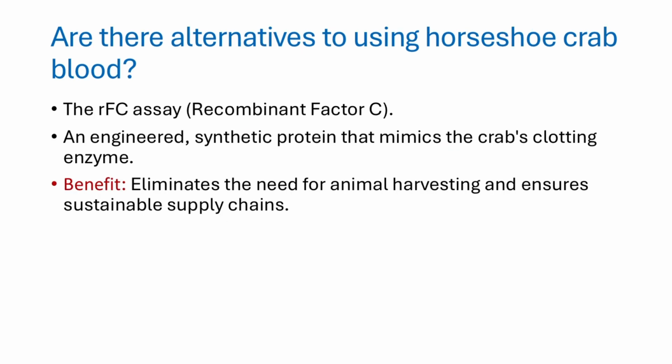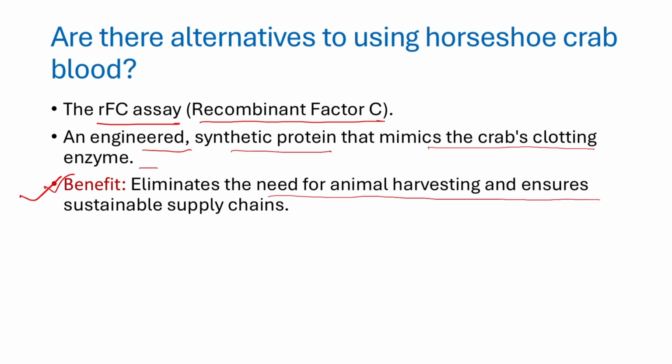Now, are there any alternatives to using the horseshoe crab blood? Yes, there is a recombinant factor C assay. It is an engineered synthetic protein that mimics the crab's blood clotting enzyme. The benefit is eliminating the need for animal harvesting and ensuring sustainable supply chains.